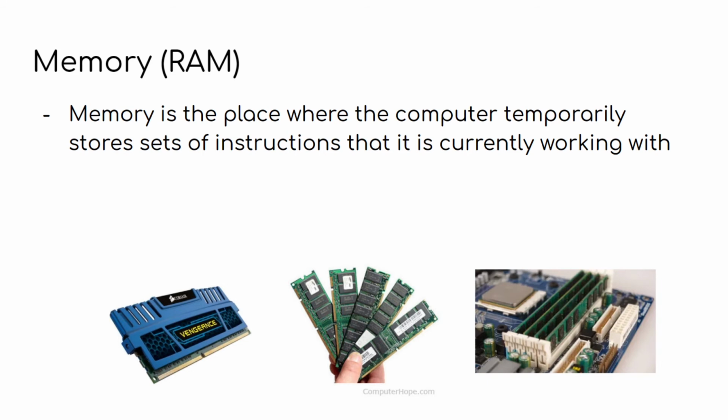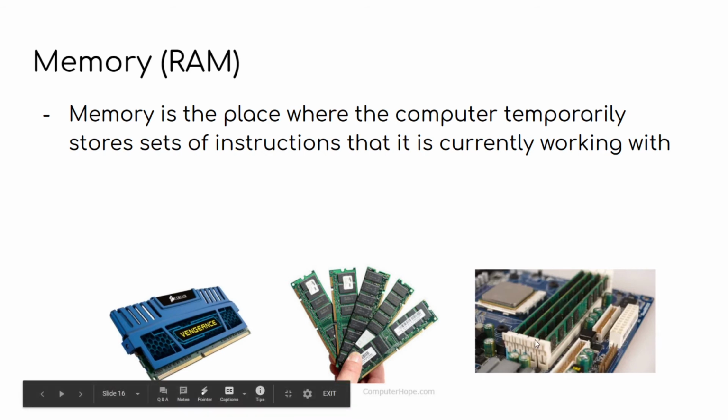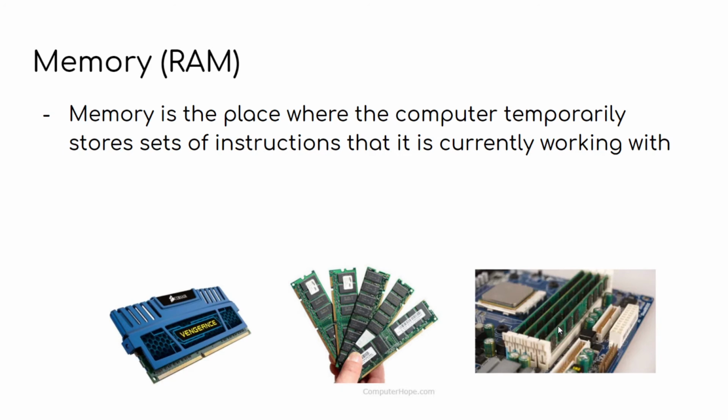Like I say, memory is the place where the computer temporarily stores sets of instructions that it's currently working with. And you can see on this picture down here we actually have some sticks of RAM connected to the motherboard, right next to the CPU. So you can remember the CPU has a best friend, and that best friend is memory, or RAM.